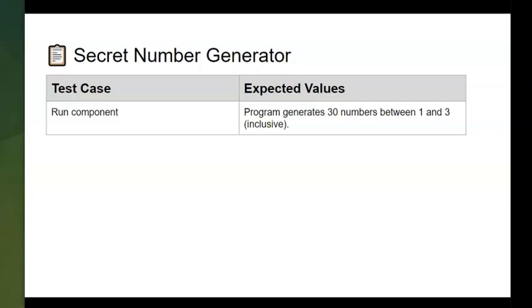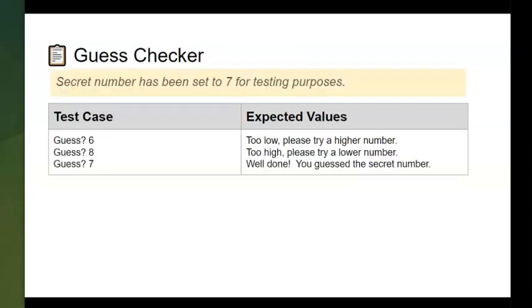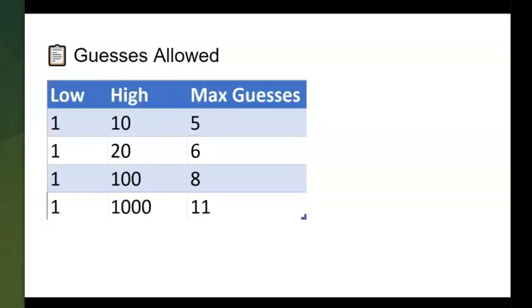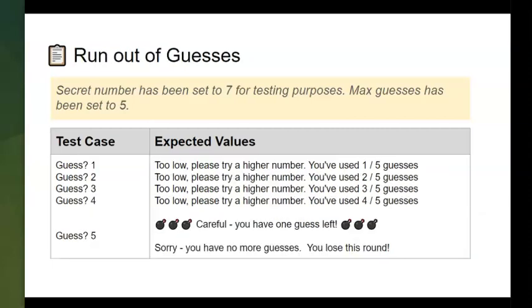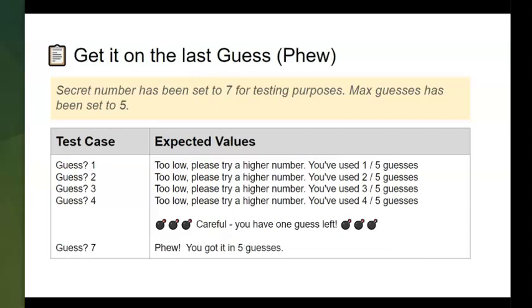So you'll want a secret number generator. You want to be able to check the user's guesses. You want to be able to work out how many guesses we should allow them, given different ranges, and I will show you how to do this. One of our nice to haves is to check that users don't try to guess the same number more than once. And then we need to check that when they play the game, they don't run out of guesses.